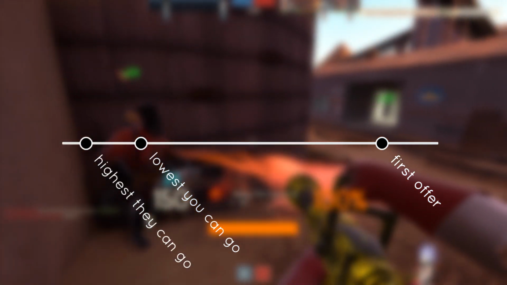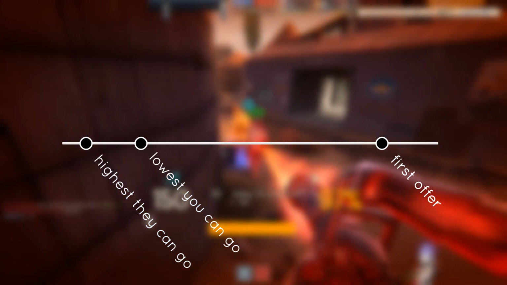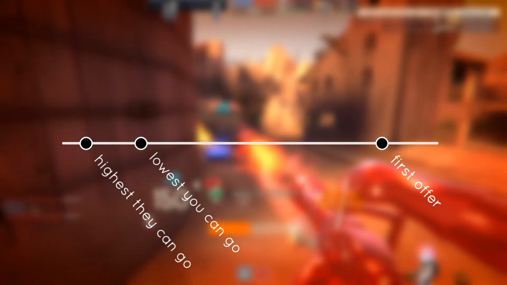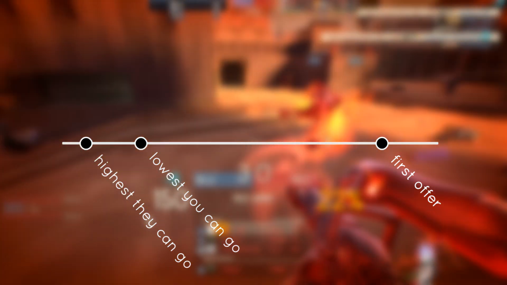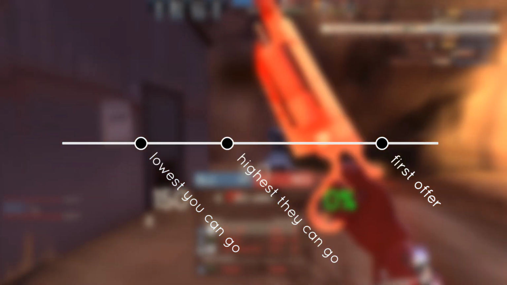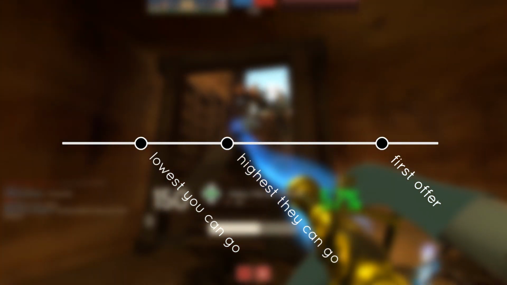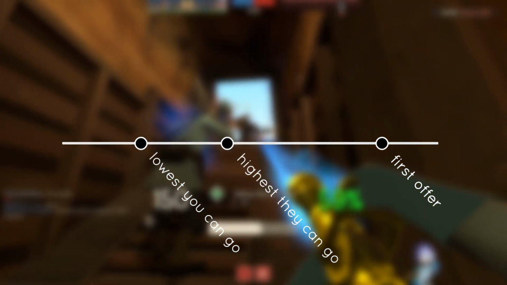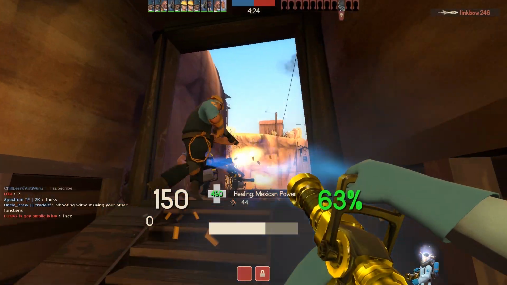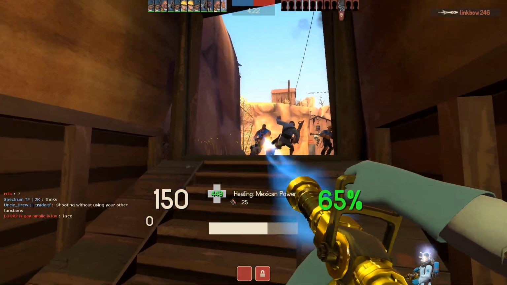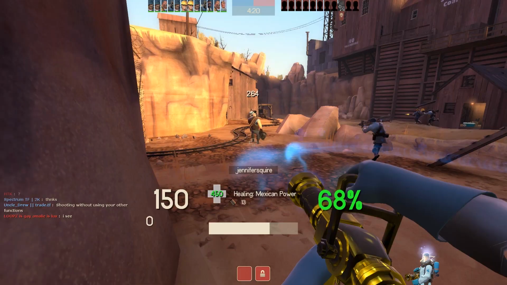If their highest offer is less than your lowest price, then you're most likely going to have to decline their offer and close the trade window, since they are simply not willing to make an offer that is good for you. However, if this point is at or in between your lowest price and your first offer, then you should go ahead and make the trade, because at least the way you see it, it is advantageous to you.